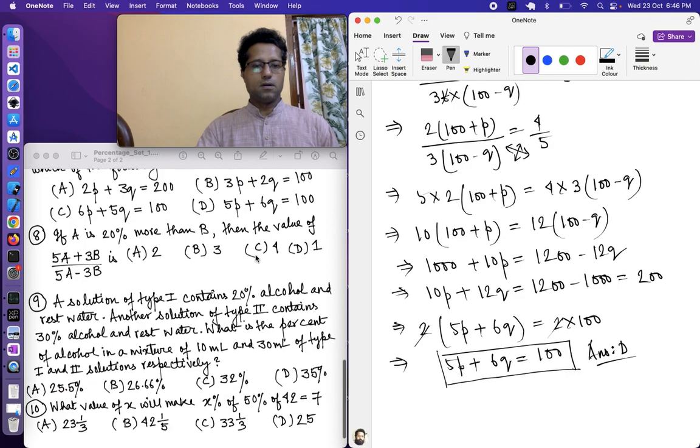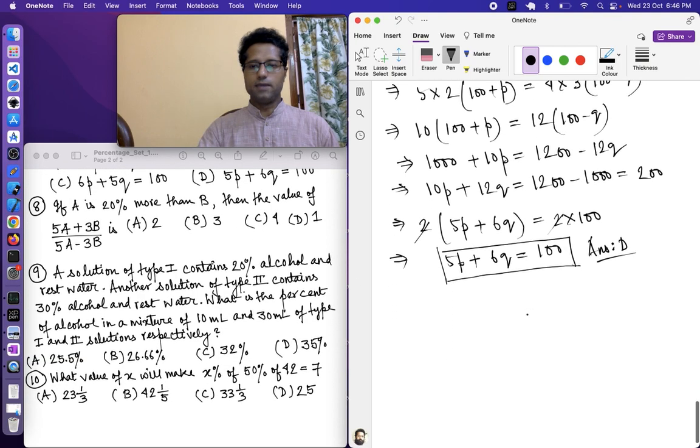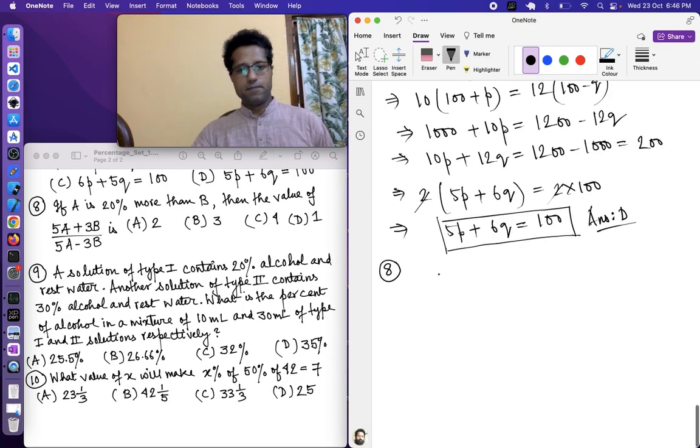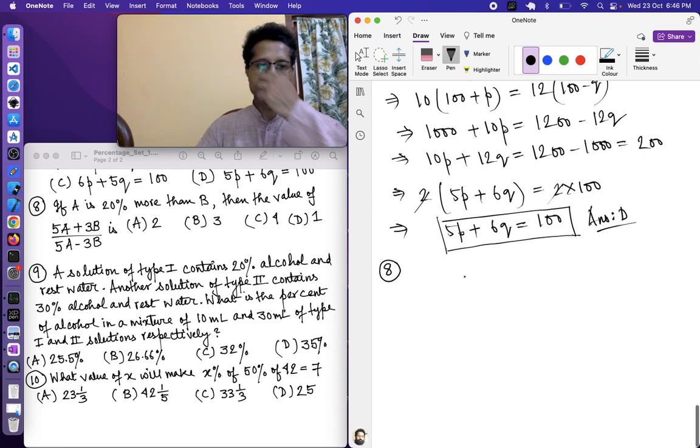Okay, let's do problem number 8. If A is 20% more than B, then the value of (5A plus 3B) divided by (5A minus 3B).